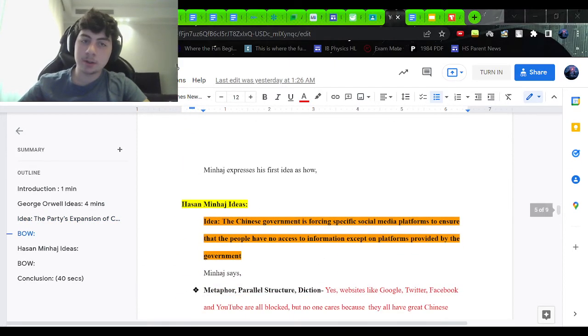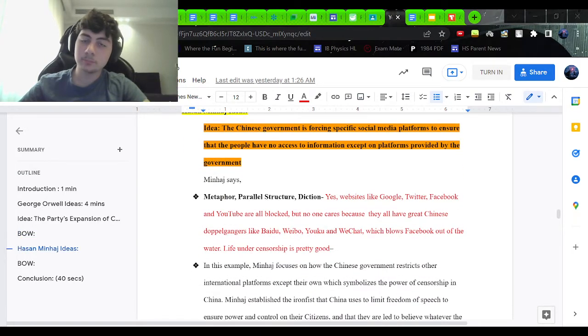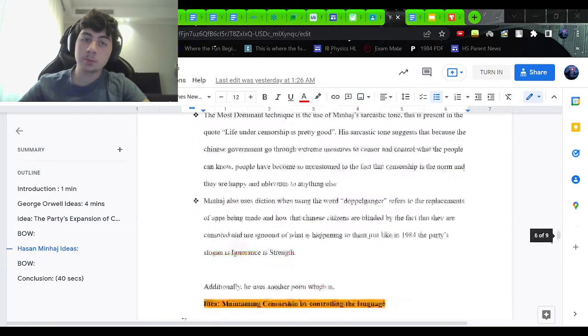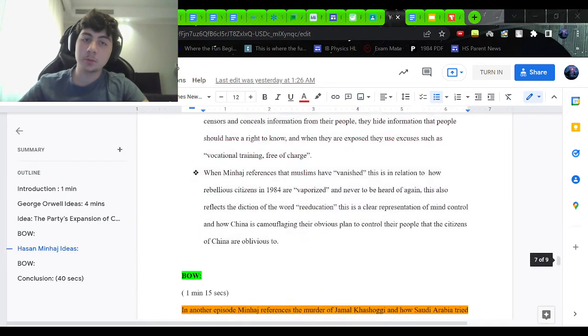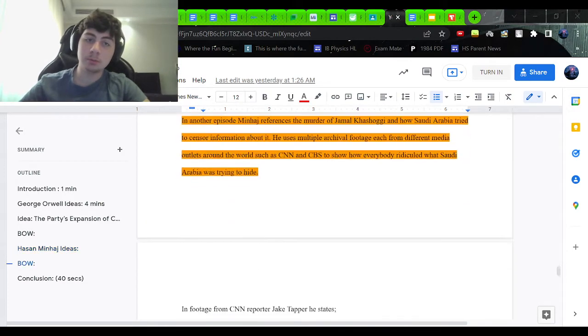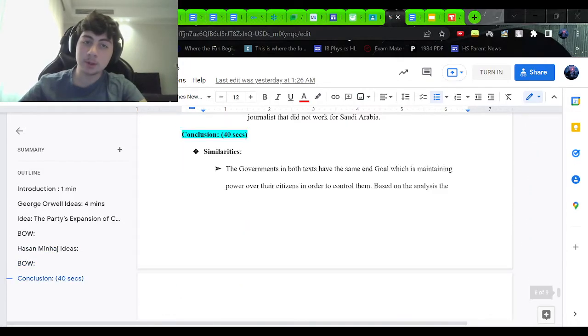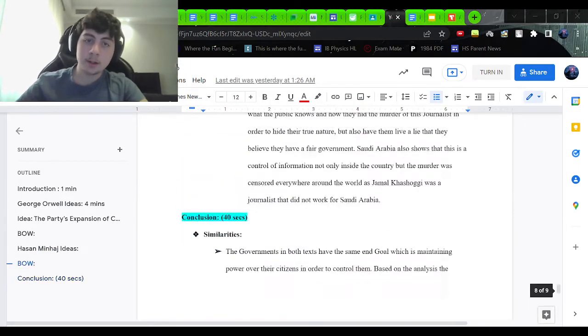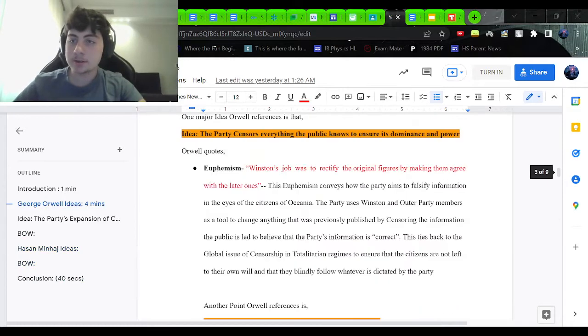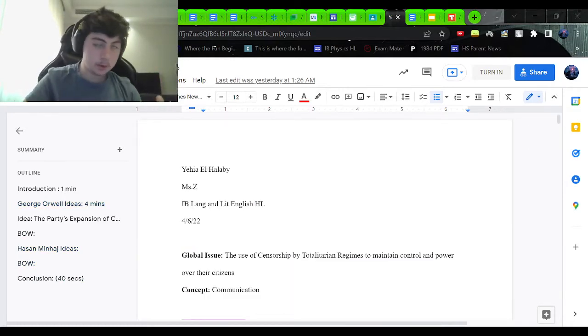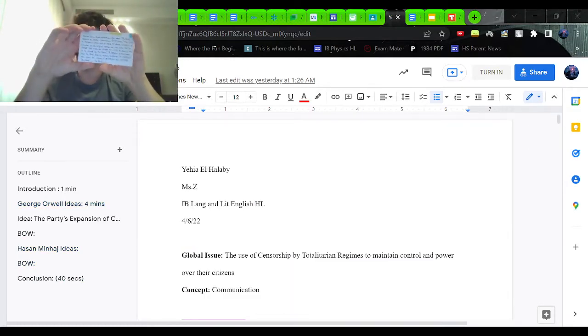Then do the body of work for your first text, just write it out. Then introduce your second text: your idea, your quote, your idea, your quote, your idea, your quote. Then its body of work, and then your conclusion. As you can see, it's all dot points. And since it's tomorrow, I get a bunch of cue cards, and you write them all down on cue cards with the right formatting.